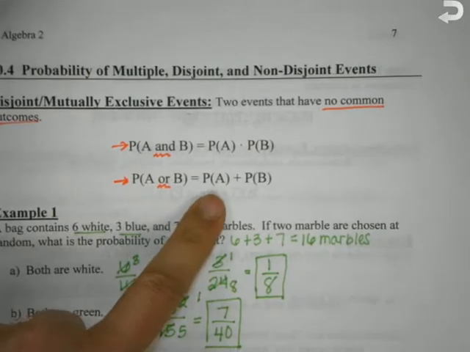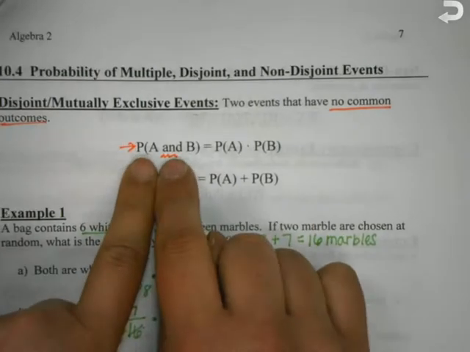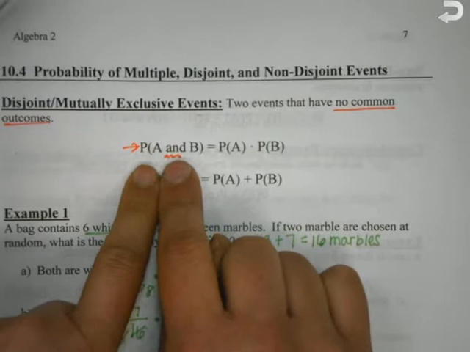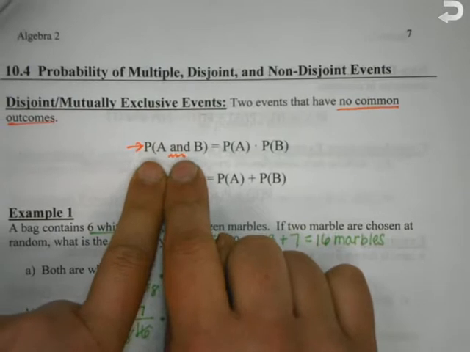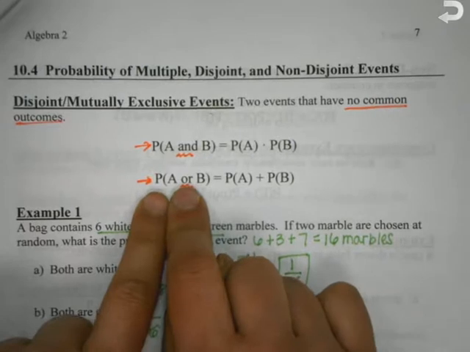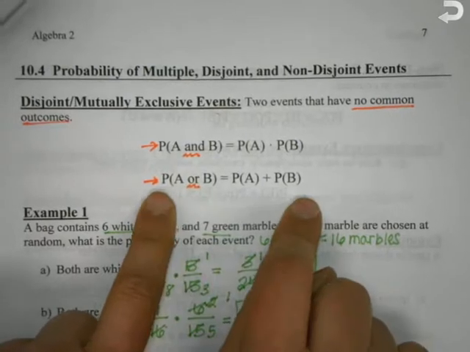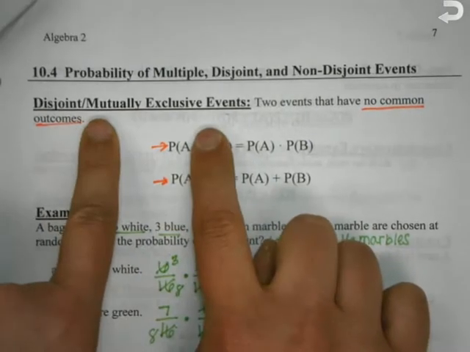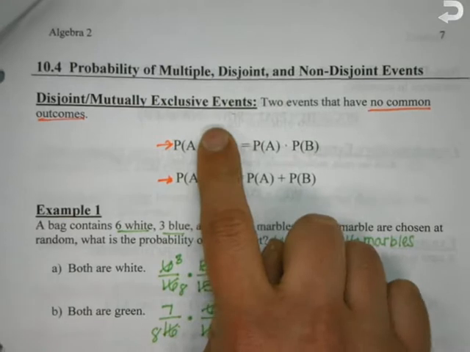So anytime the problem tells you it wants both things to happen and you're multiplying, or anytime we don't care and you're adding them together, those are disjoint events or mutually exclusive. So we still had to do non-disjoint and complementary.